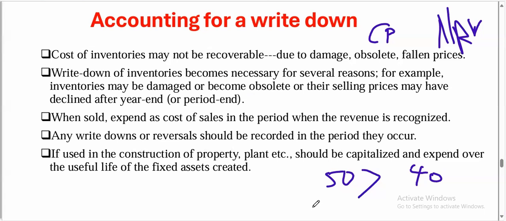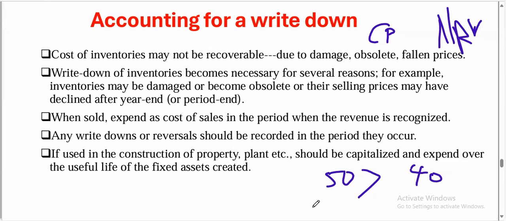Second one is damage. The inventory might be damaged or spoiled. Therefore, you can't sell it at a higher price. So the cost is likely to be greater than the NRV. And also we have something called obsolescence. Inventories become outdated or obsolete due to technological advancements or changes in what? Market demand. So new technology can render some inventories what? Worth less, right? Very good.